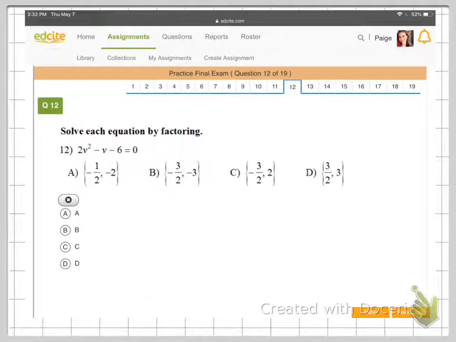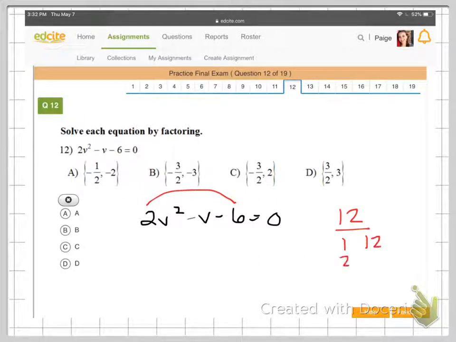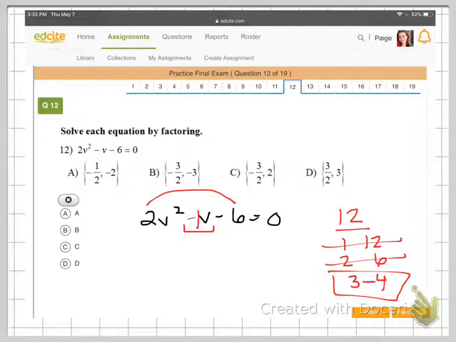Okay, number 12. This is our slide method one. We've got 2v squared minus v minus 6 equals 0. So first things first, multiply 2 times 6, giving me 12. So I've got 1 and 12, 2 and 6, 3 and 4, and my goal is to get a negative 1v. So 1 and 12, never going to give me 1. 2 and 6, never going to give me 1. 3 and 4, yes. But we want a negative 1, so we want our bigger number to be negative.